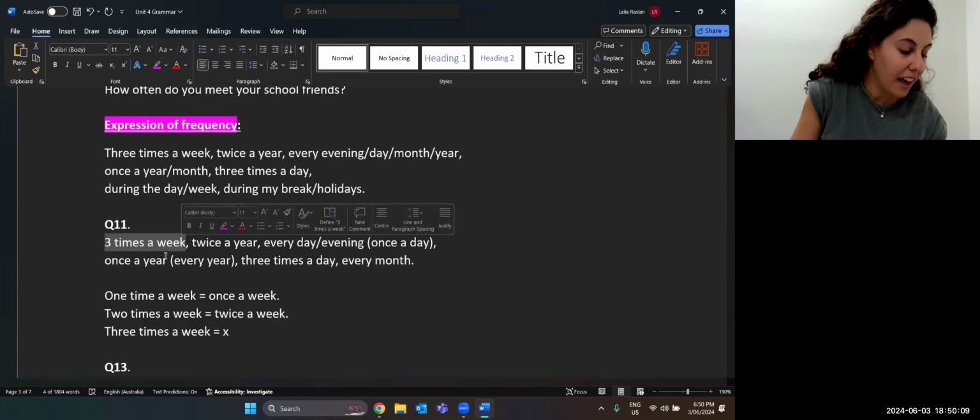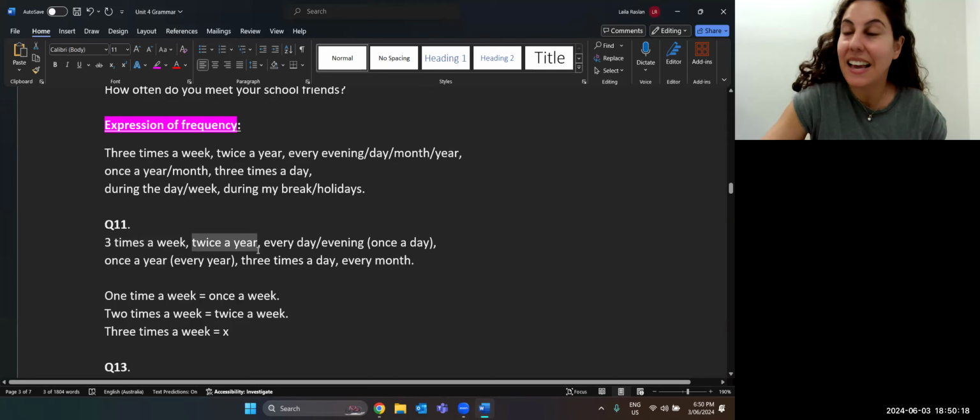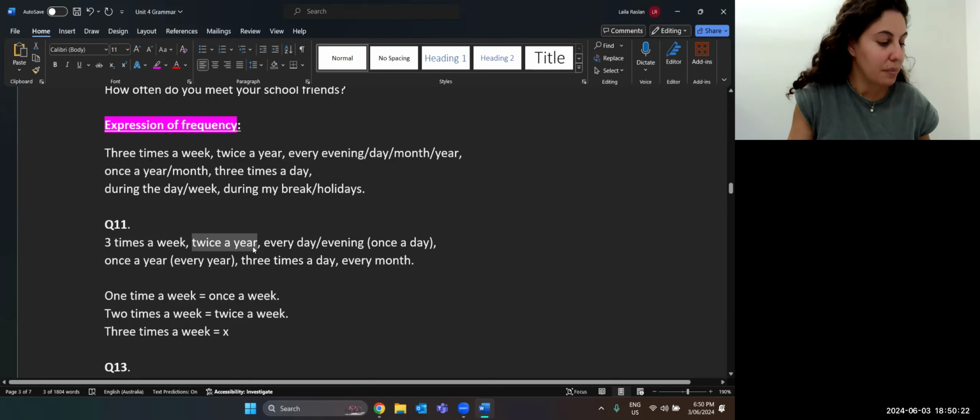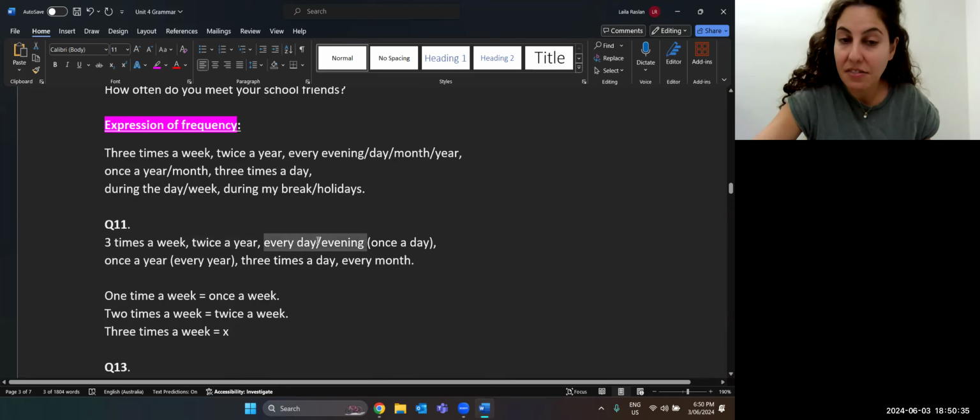Number 2, my family goes on holiday in April and in September. So that means they go twice a year. That means 2 times in a year. So my family goes on holiday twice a year. Number 3, I read all my emails at 6 o'clock in the evening. So I read all my emails every day, or every evening, or once a day.